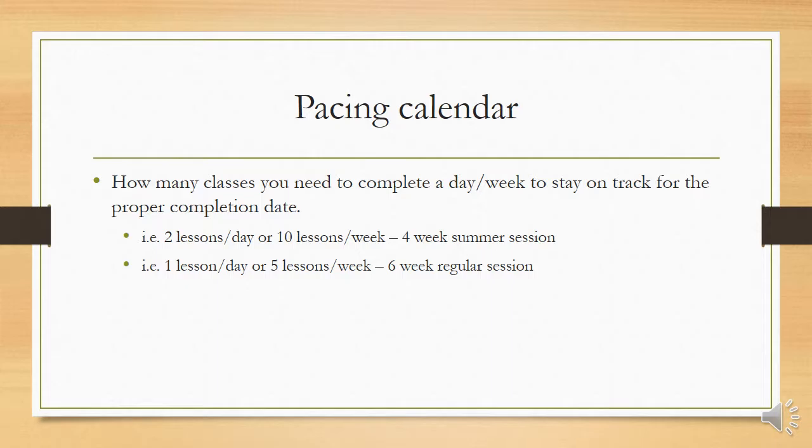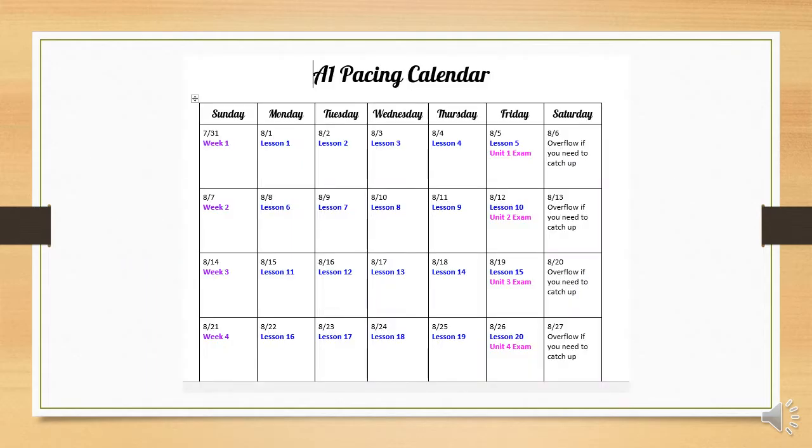The pacing calendar tells you how many lessons you need to complete per day and per week to be on track for completion. For example, in the 4-week summer session, it's 2 lessons a day or 10 lessons a week. That's Monday through Friday, so you've got the weekend to catch up. For the 6-week regular session, you have 1 lesson a day or 5 lessons a week. The pacing calendar is a little bit different for each class, so make sure you look at that. It tells you when the exams are due if you're following the pacing calendar, as well as projects.